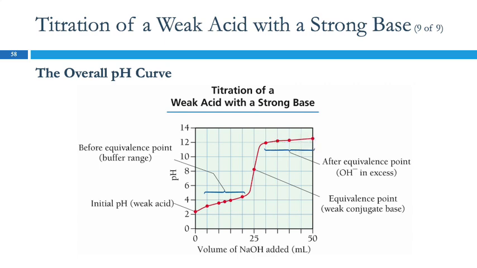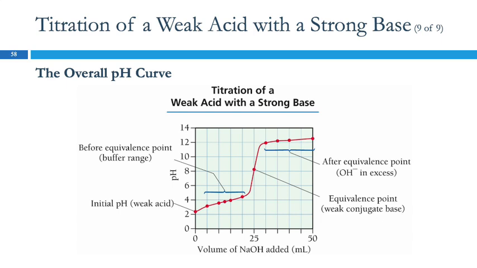Afterwards, this is nice and flat, but this is not a buffer, so we can't use Henderson-Hasselbalch. We're going to do the stoichiometry. We're going to find out that we have extra hydroxide, and then we will have an ice table for that weak conjugate base. These are the messy ones. Any questions?